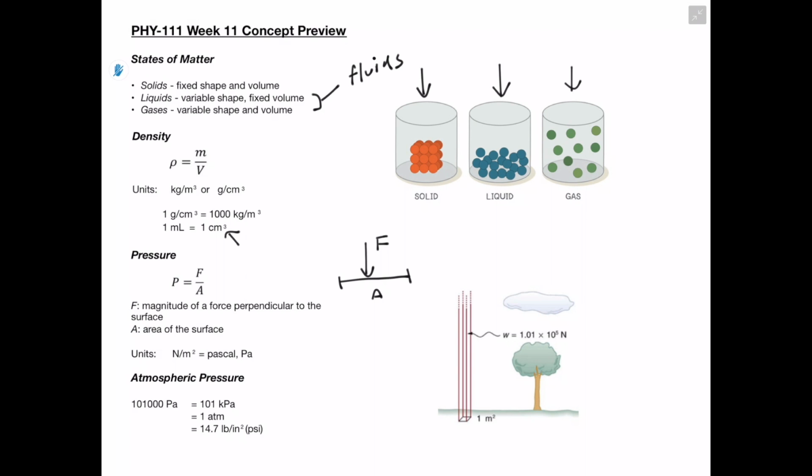That brings us into atmospheric pressure, which is basically the pressure we experience in an area of 1 meter squared here on the surface of Earth. Basically, the weight of all this volume above that meter squared is going to contribute to our atmospheric pressure, and that weight is equal to 1.01 times 10 to the 5 newtons. When we divide by 1 meter squared, it's going to give us 101,000 pascals, or 101 kilopascals, 1 atmosphere, or 14.7 pounds per square inch, or psi.